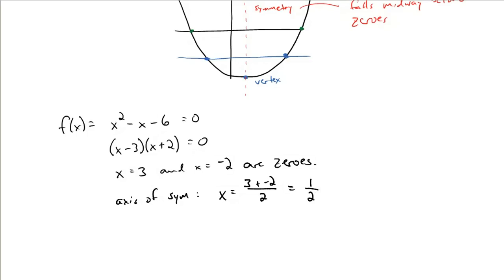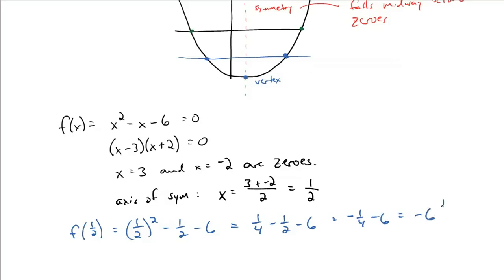Okay. Now, that's just the x coordinate of the vertex. How do we find the y coordinate of the vertex? Well, we can just find out what f of 1/2 is, because if I know the x coordinate of a point on a curve, I can find the y coordinate by just plugging in that x value and producing a y coordinate. 1/2 squared minus 1/2 minus 6 is equal to 1/4 minus 1/2 minus 6, which is negative 1/4 minus 6, which is negative 6 1/4, otherwise known as negative 25 fourths.